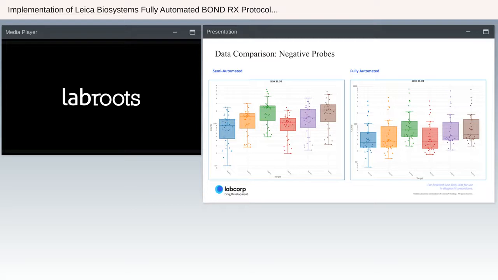While we are seeing less variability in the fully automated run, the more important part is we're actually seeing a decrease in overall amount of negative probes that are showing up. So we're getting a very large fold decrease in the amount of background probes, meaning that the automated assay is actually giving us cleaner data than we were getting with the semi-automated assay.